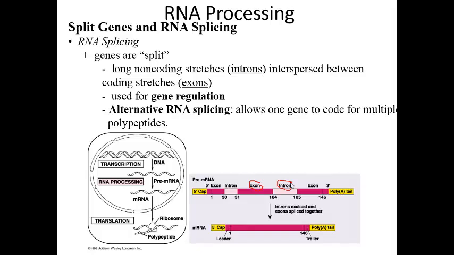Messenger RNA can go through a process called alternative RNA splicing. What does that mean? That means that the RNA can be spliced in different locations. It has the ability to change where the exons and the introns are. And that is going to allow one gene or one messenger RNA to actually code for more than one, or multiple, proteins.